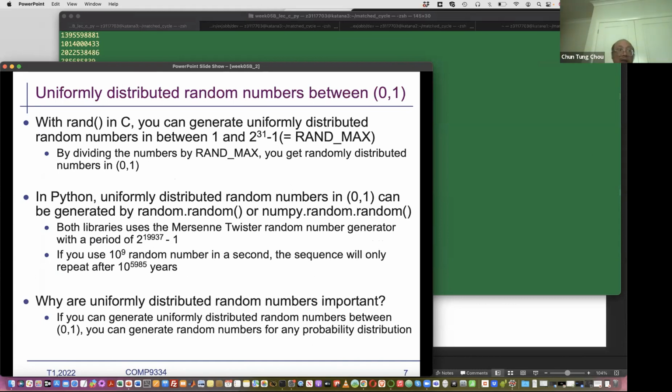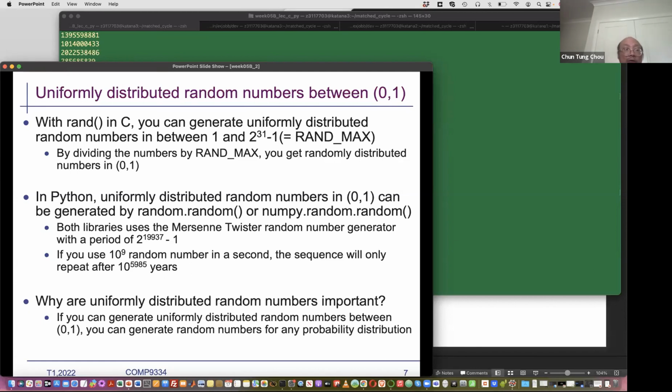Now, with C, you can generate random integers between 1 and this very big number. And if you divide these numbers by the maximum that you can get, then you get uniformly distributed random numbers between the interval 0 and 1.